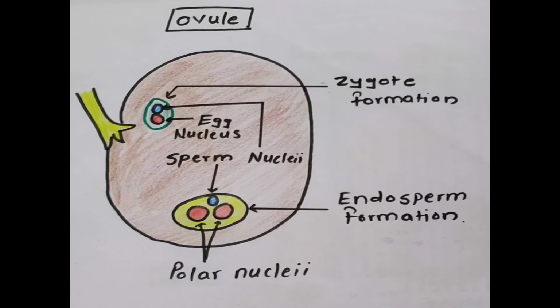Now when the process is completed and the seed germinates in the soil, it forms a new plant. Understand? In this way the new generation starts, and the process of formation of a new generation is completed. So students, in this way the process of sexual reproduction in plants is over.